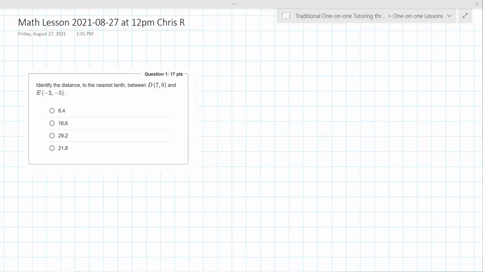Identify the distance to the nearest tenth between points 7 and 9. Now there is a formula for this, but let's just jump right to the formula. So the distance formula is the square root of x2 minus x1 squared plus y2 minus y1 squared.